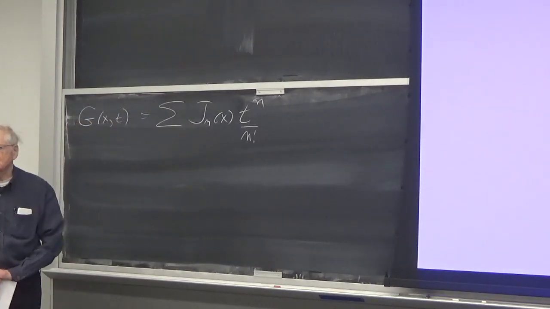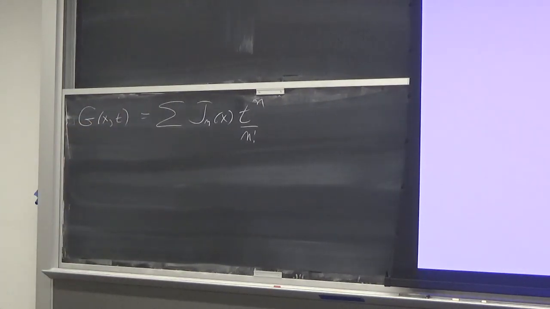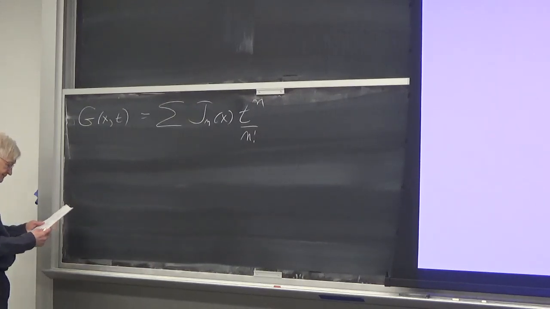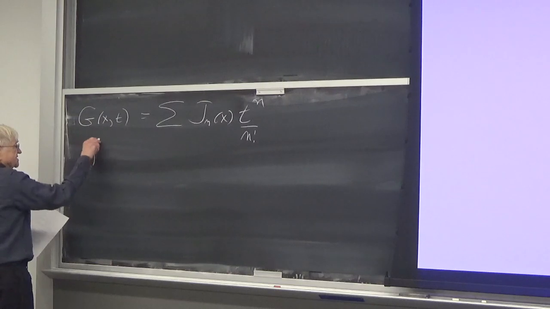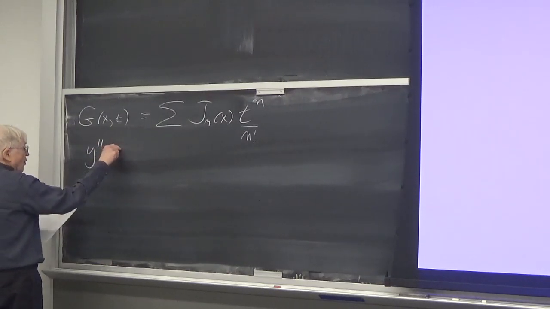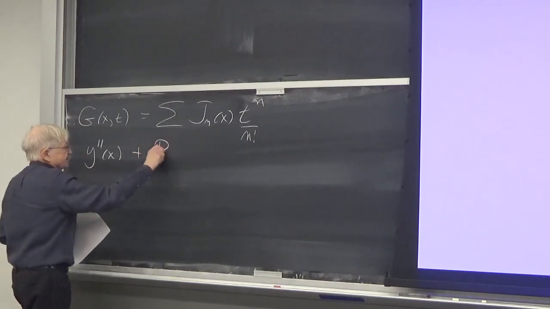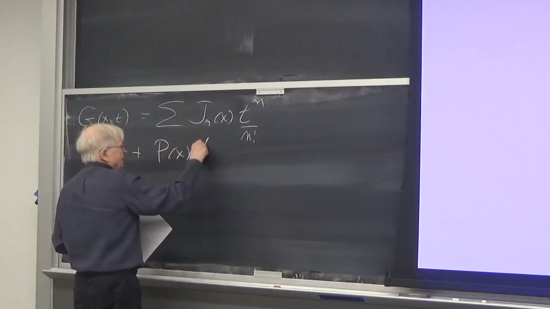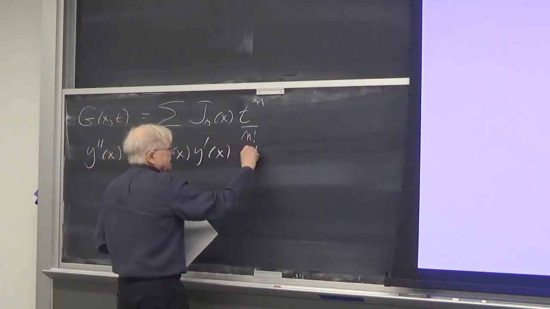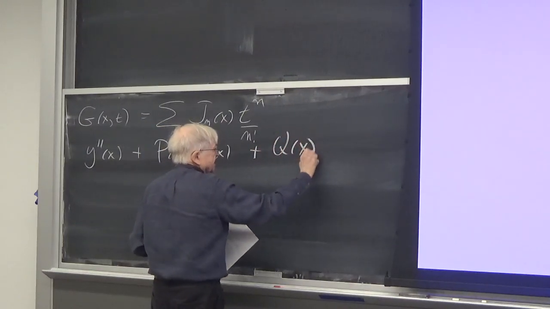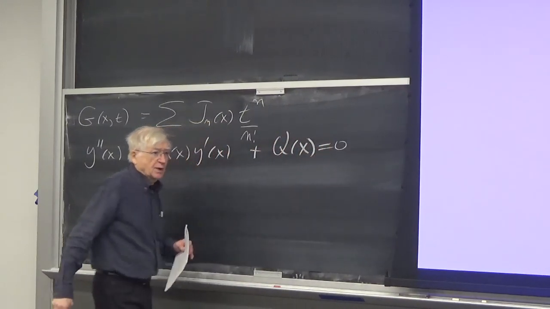These are definitions about singular points of differential equations. And so what we've got is a differential equation of the form y double prime of x plus, say, p of x, y prime of x plus q of x equals 0.